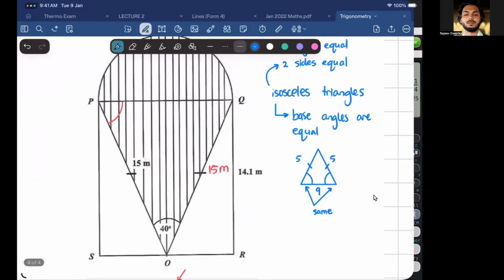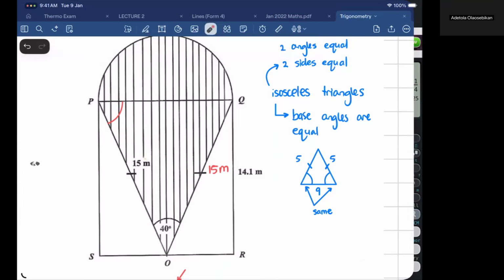So, Adetola, in this triangle, we know that this side and this side, they are. Okay, I don't think you see any screen. That's weird. All right. As soon as you see any screen, you let me know. Are you seeing it? Okay, I'll say it again.